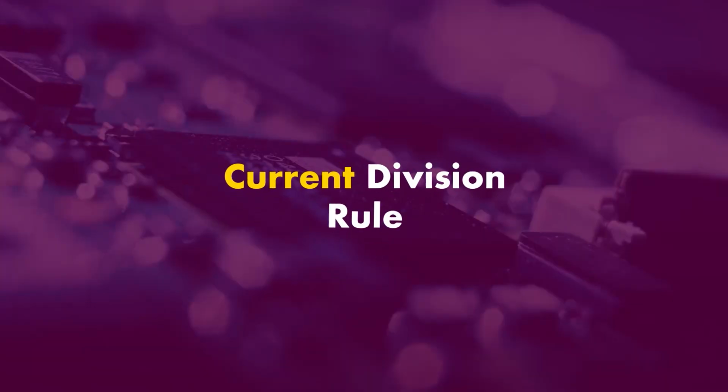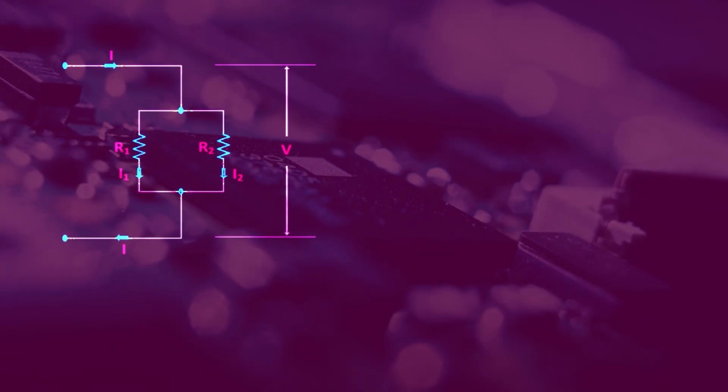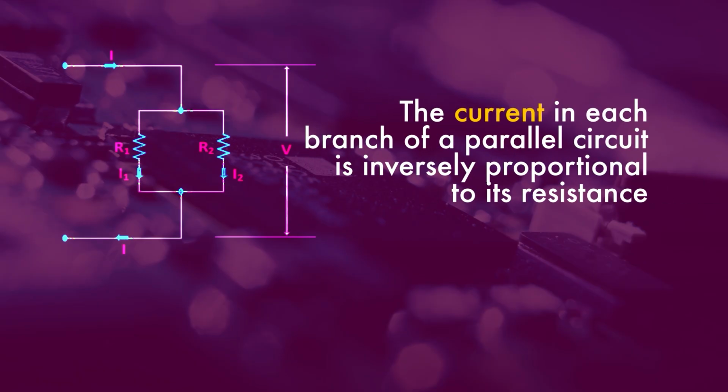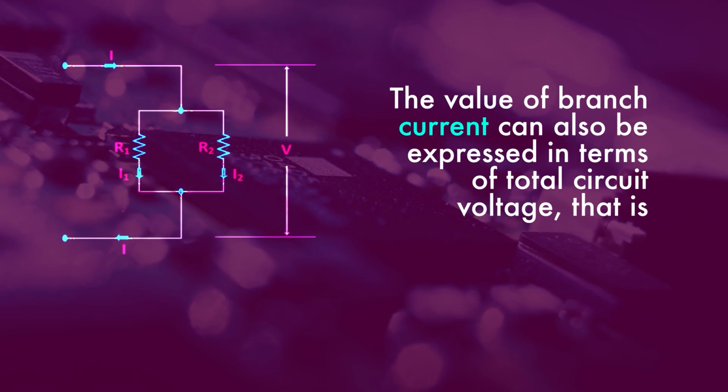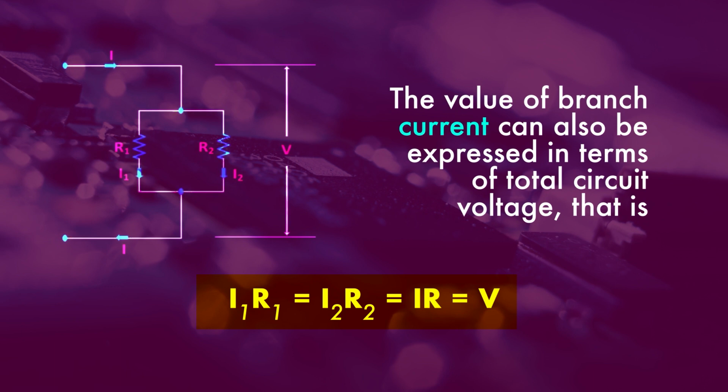Now we have to understand the current division rule. The current I has been divided into I1 and I2 in two parallel branches with the resistances R1 and R2, and V is the voltage drop across the resistances R1 and R2. Hence the current in each branch of a parallel circuit is inversely proportional to its resistance. The value of branch current can also be expressed in terms of total circuit current, that is I1 R1 is equal to I2 R2 is equal to I into R, where R is the equivalent resistance of this circuit.